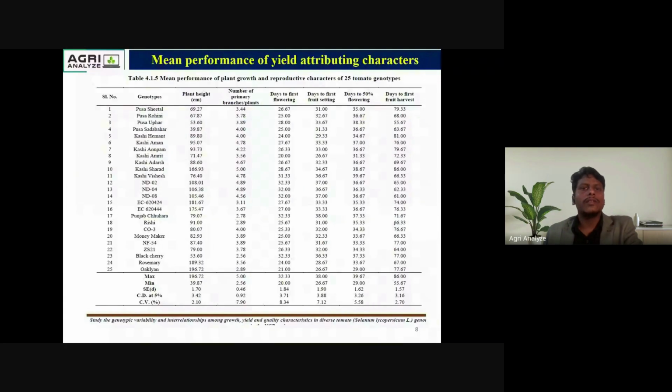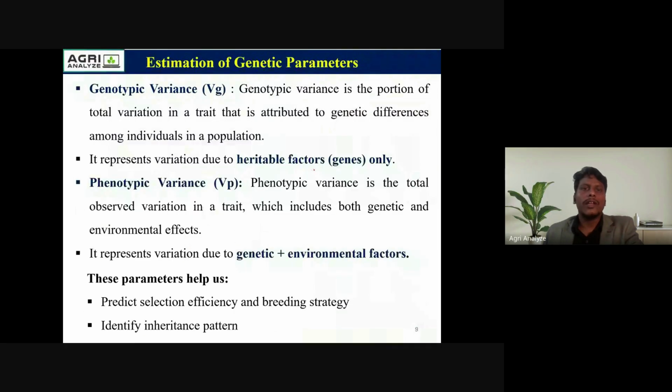So next slide. This is the mean performance of each genotype, character wise, like plant height, number of primary branches, days to first flowering, days to first fruit setting. These values are taken from the Excel sheet. Here are the mean value, maximum value, standard deviation, and CV. Come to the next slide.